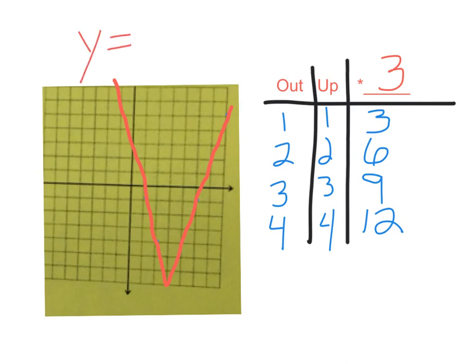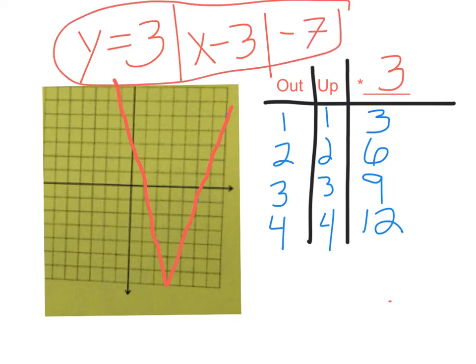Y equals, it's not flipped. If it was flipped, the negative would be first. 3. It's an absolute value equation. And I move to the right, and I move to the right 3, so minus 3. That is not changed from what we've done before. And I move down, and I move down 1, 2, 3, 4, 5, 6, 7. So here's my equation. Again, that 3 is the new piece. Everything else is the same as what you've done before.